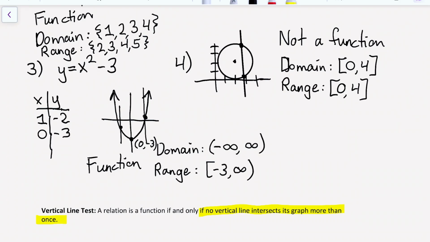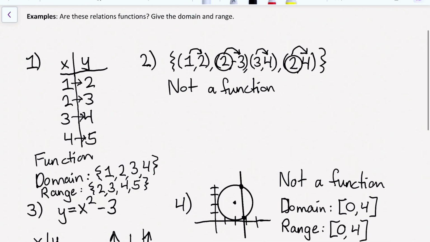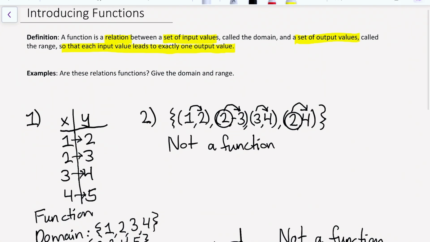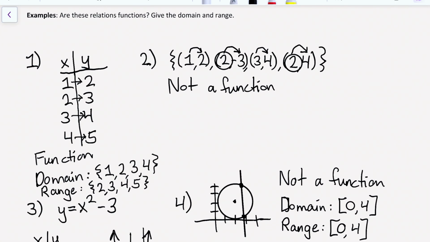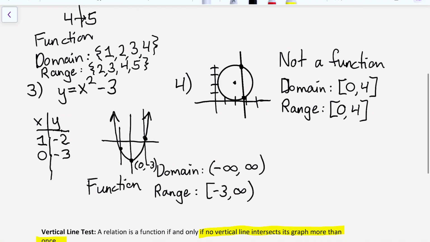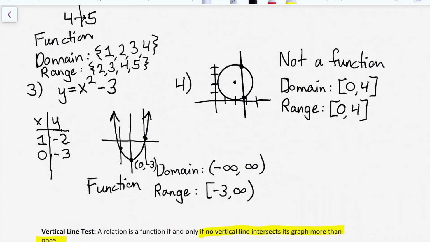So again, in this video, we talked about the definition of a function. We tested the definition with a variety of examples, and we learned about using the vertical line test as a shortcut to test the graph of a relation.